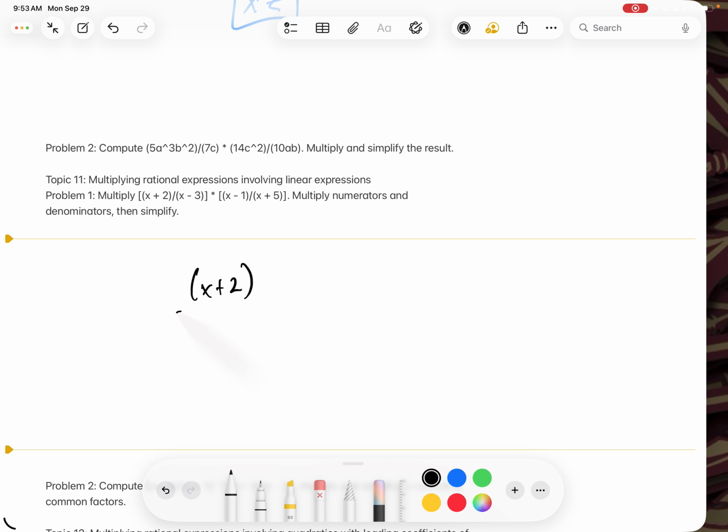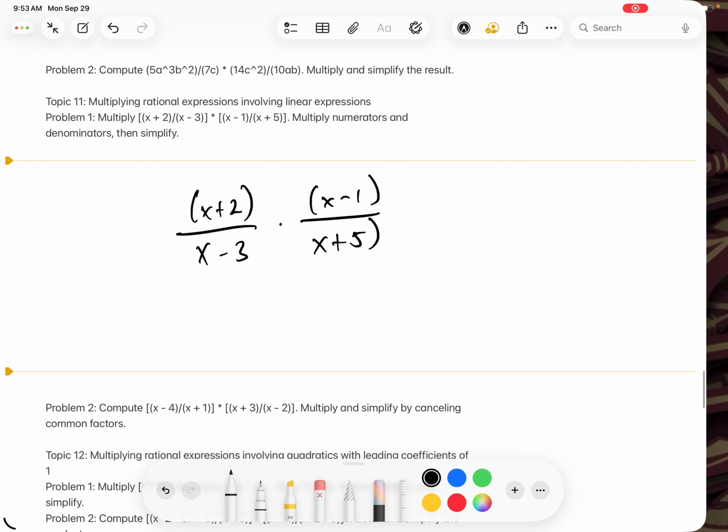X plus 2 divided by x times x minus 1 divided by... That one is not helpful. I think I need to do some changing of the problem here. Let's change this to 2. Okay, so if you had something like this, same idea.